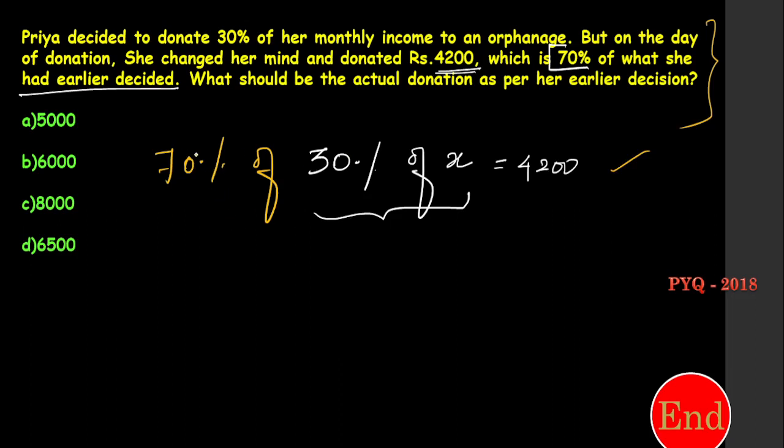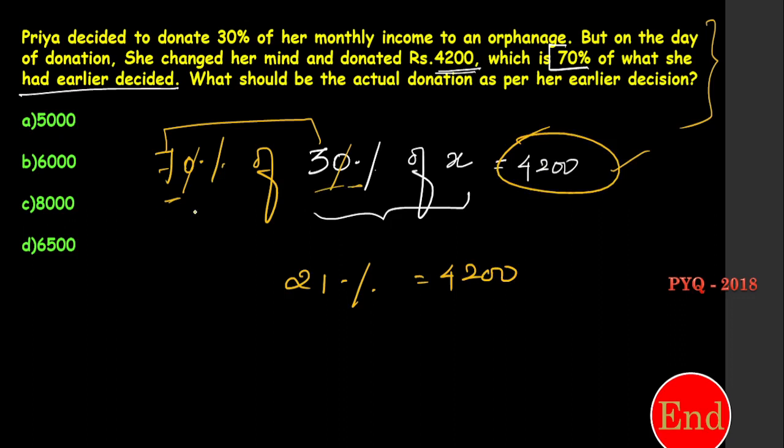Right. Now, how can we get the answer for this? In class itself I had explained. So just cancel the 0. When you have percentage of percentage, just cancel the 0. 7 into 3 is what? 21. Exactly, Priya gave 21% of her salary. That is 4,200. 4,200 is not 30% or 70%. It is exactly 21% only.